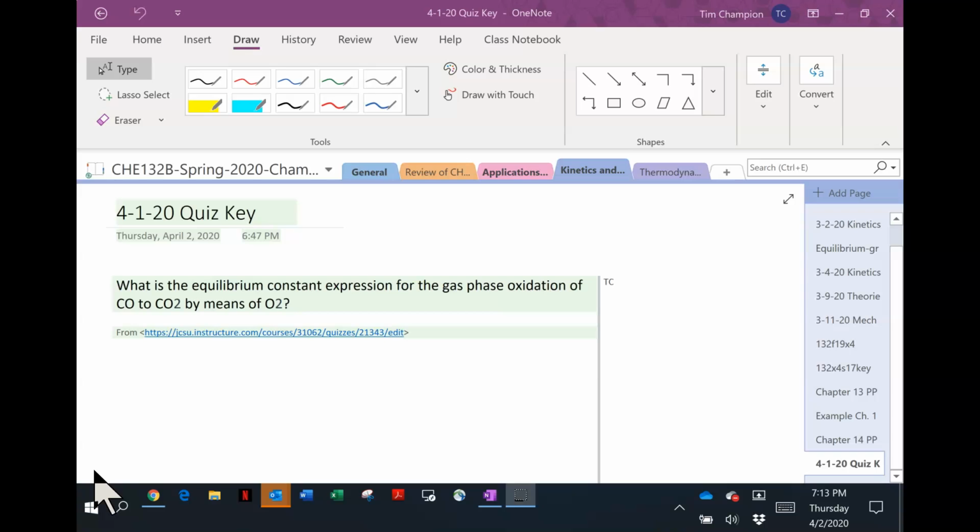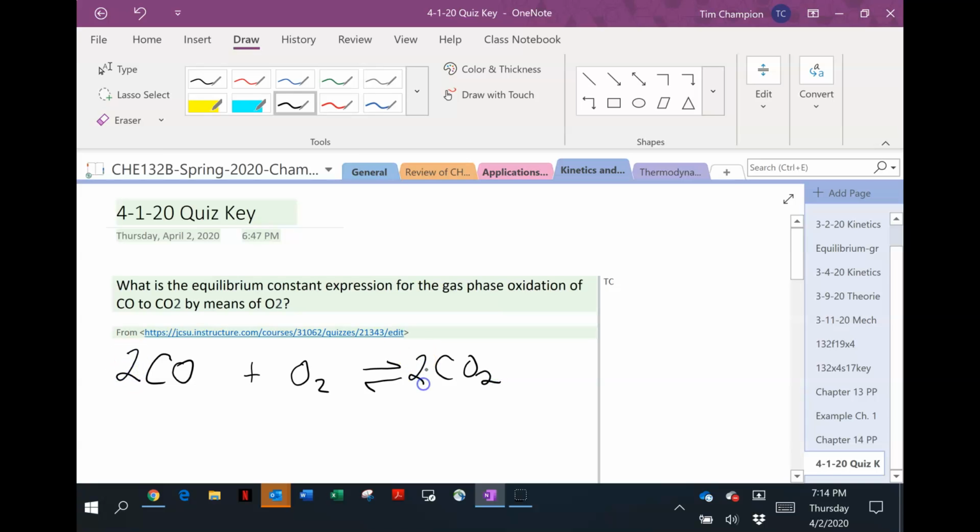So what that means is that I've got carbon monoxide and it's reacting with oxygen, and we have an equilibrium, and the product is carbon dioxide. And then we have to go back and see that we have to put a 2 in front of the C in the CO2, and of course everything's in the gas phase. So that part of the problem is just translating that phrase into a balanced equilibrium reaction. So that might have been the hard part of it.